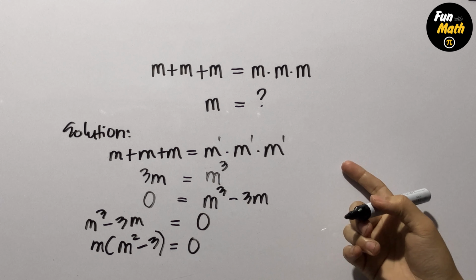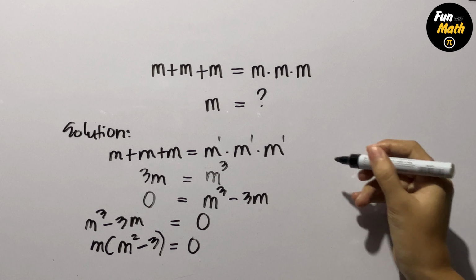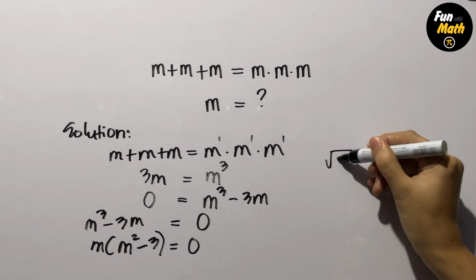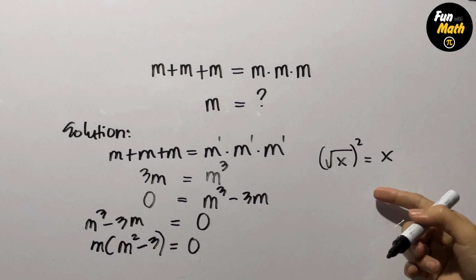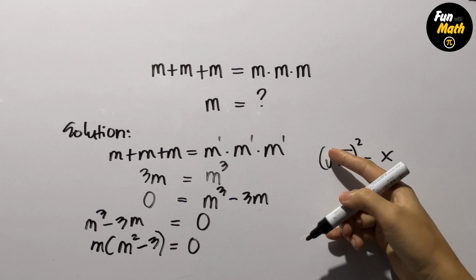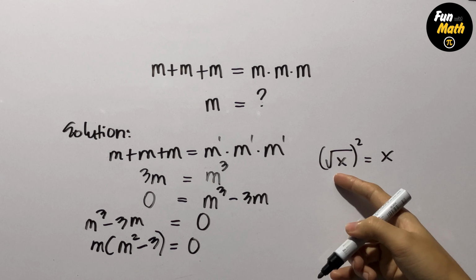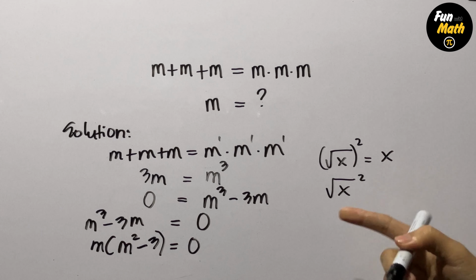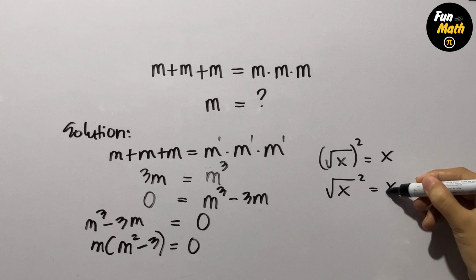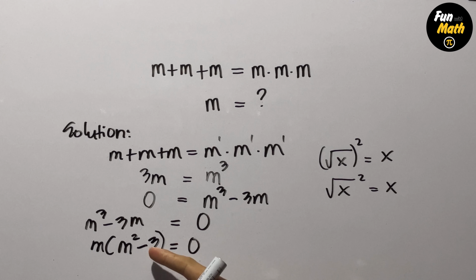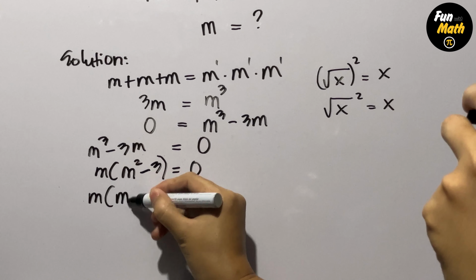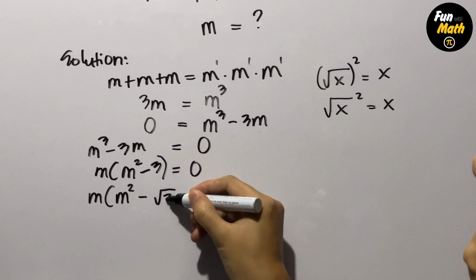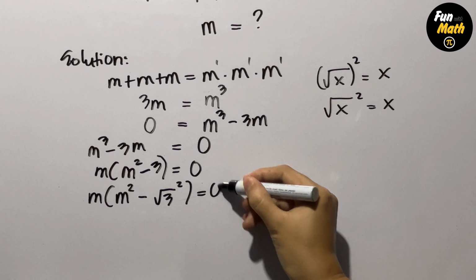Now, we can use this radical rule. We have square root of x, squared, is also equal to x because we can cancel the square and the radical. Or also, we can write it as square root of x squared, same, that is equal to x. So for 3, we can write it as square root of 3 squared. So this is now m times m squared minus square root of 3 squared equals 0.